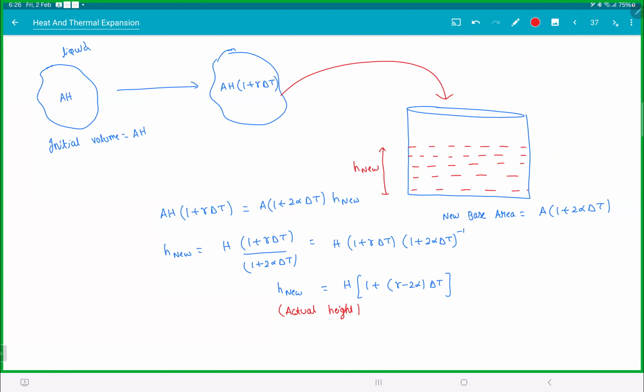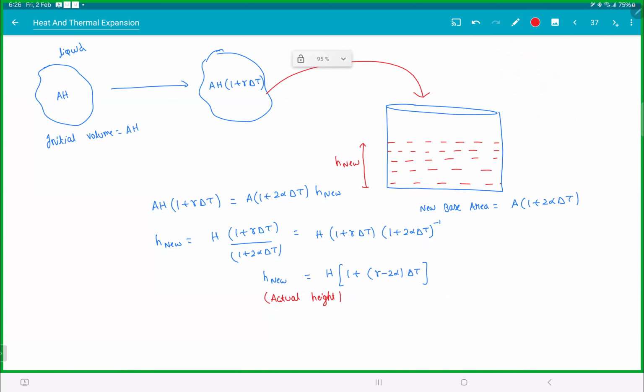Now, what about that scale? If you remember, there was a formula we did for scales. The reading of a scale will be the actual height times the factor by which the scale increased. Reading of scale will be h_nu by 1 plus alpha delta t. Agreed? Because the scale has increased by a factor of 1 plus alpha delta t.